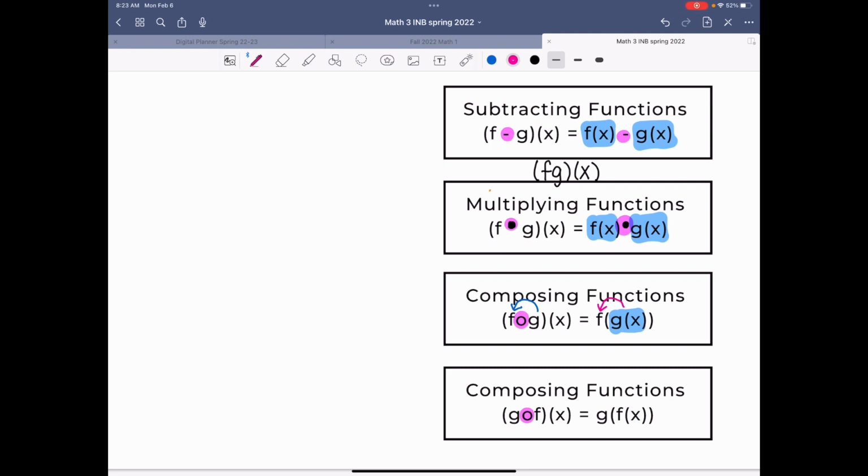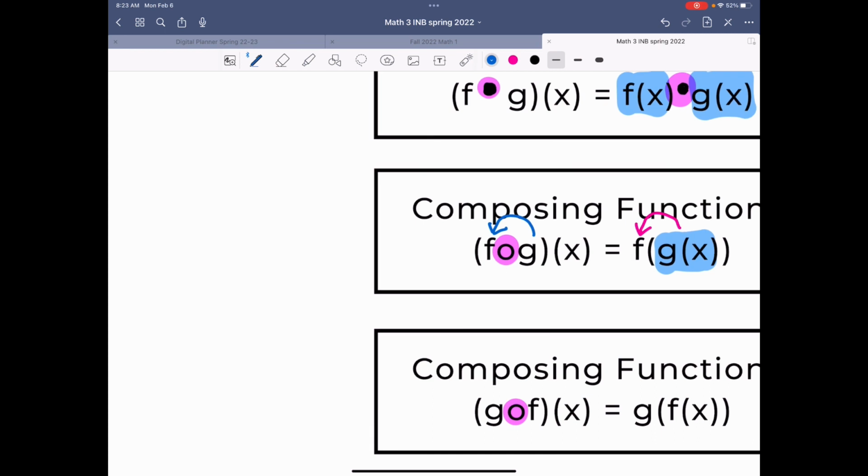All right, so when we look at this one, this is g of f. So f is going to get plugged into g. Again, f is on the inside of the parentheses, so we're going to wind up taking the f function and plugging it into the g function.